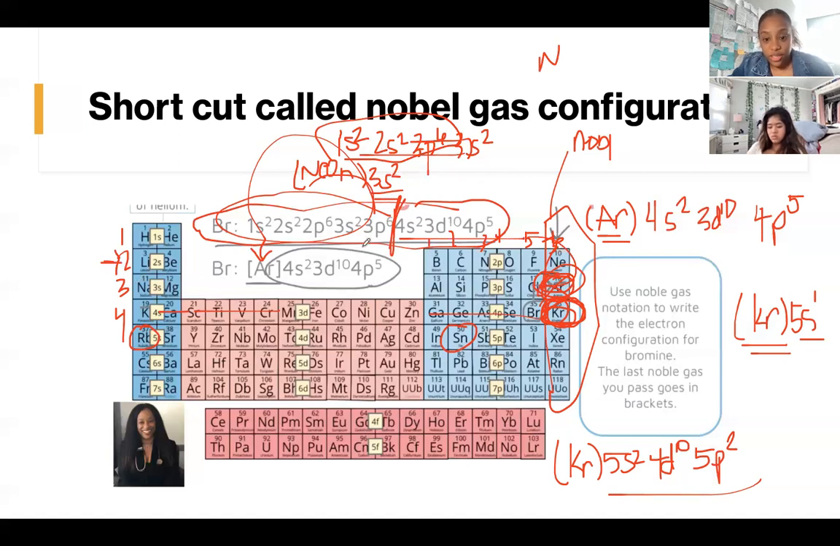Obviously for this one, there's only one more energy level and orbital. But if you were given phosphorus, that means you would have had to put 3s2, 3p3. Okay.